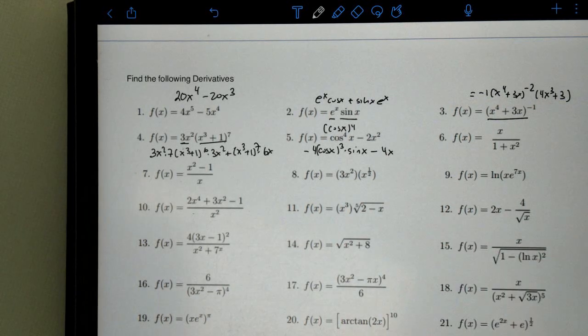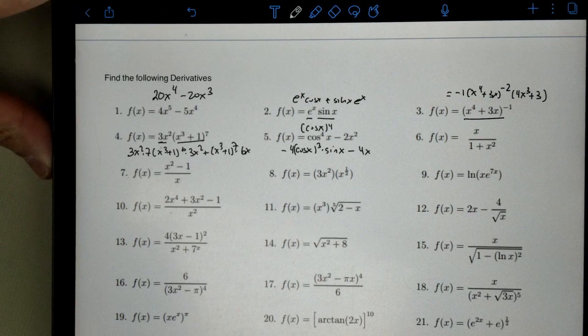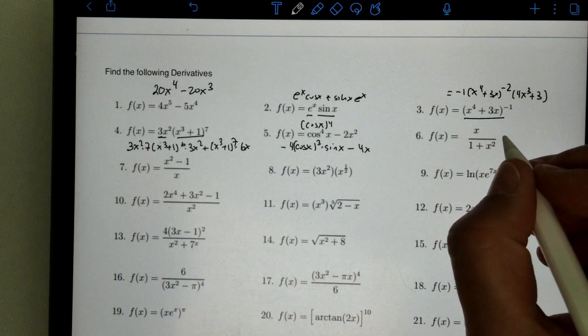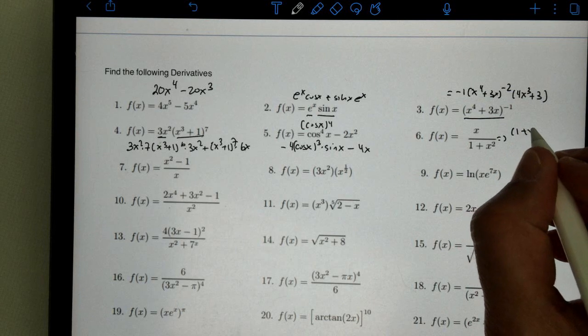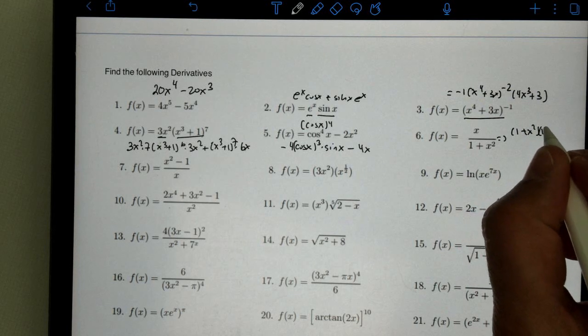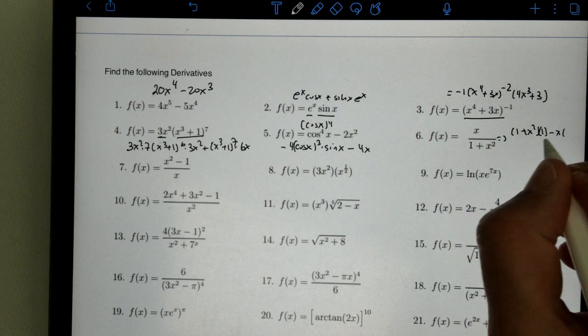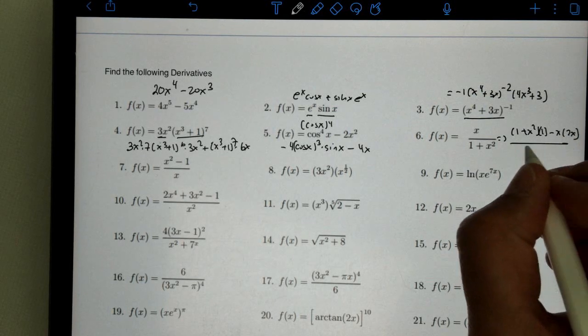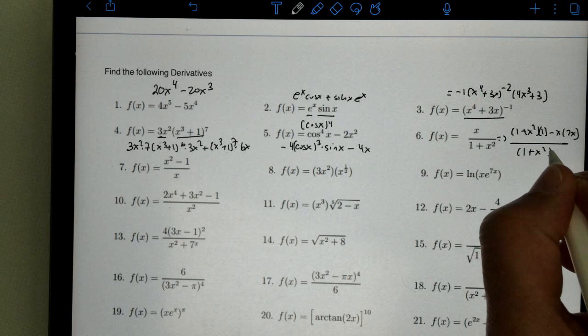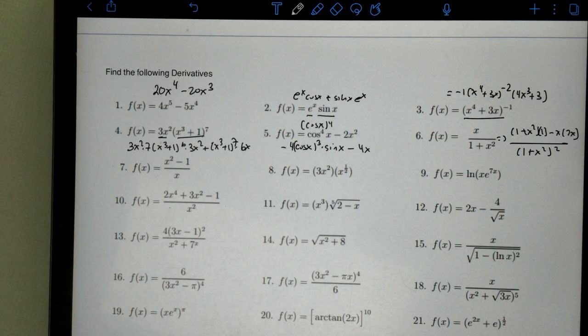Oh no, number 6, this is our quotient rule. Low d high minus high d low, all over low, low. So low, 1 plus x squared, d high, which is 1, minus high times the derivative of the bottom, d low, 2x, all over the bottom squared. And there's our derivative. Very easy. Clean that up if you need to.